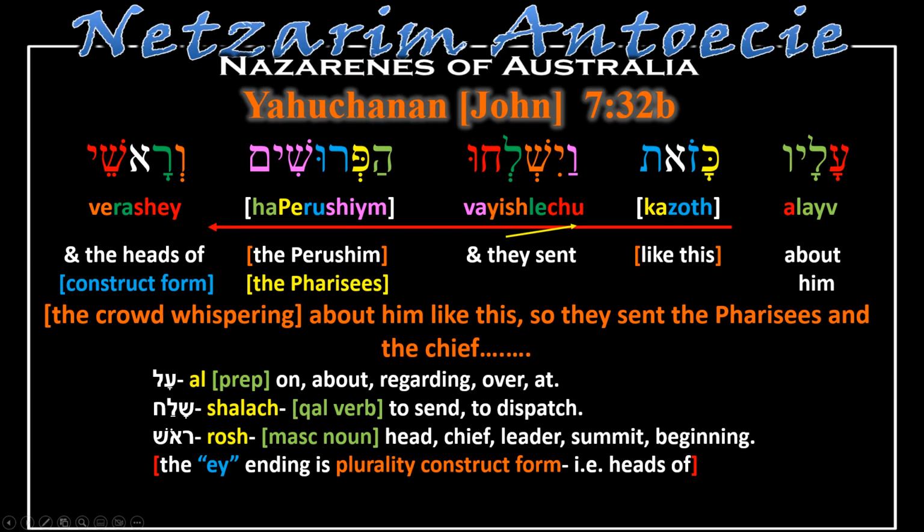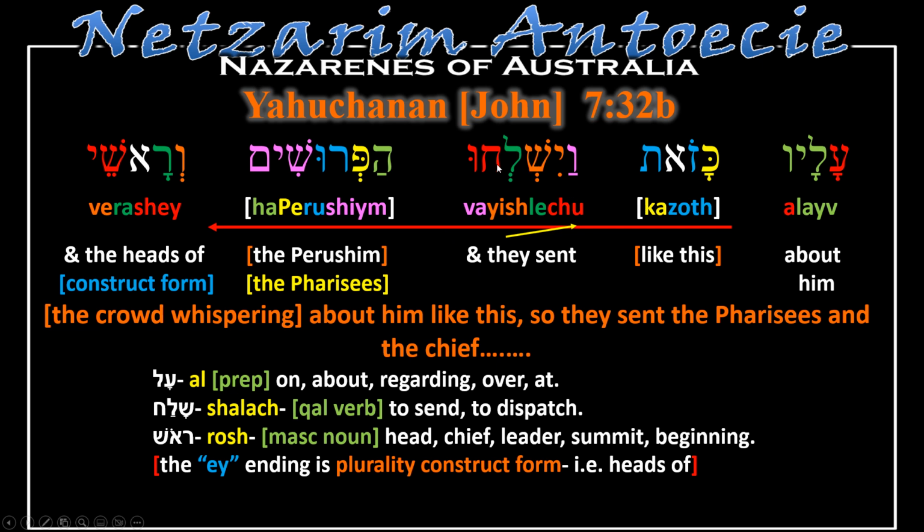And so we come to 32b. We have an ayin, lamed, yod, vav, kaf, zion, aleph, tav, vav, yod, shin, lamed, chet, vav, hey, pei, resh, vav, shin, yod, mem, sofit, vav, resh, aleph, shin, yod. And we read it: alav, about him, because al, as a preposition, can be on, about, regarding, over, at, or about. About him, now whispering about him. Kazot, like this. Vayishlechu, and they sent.